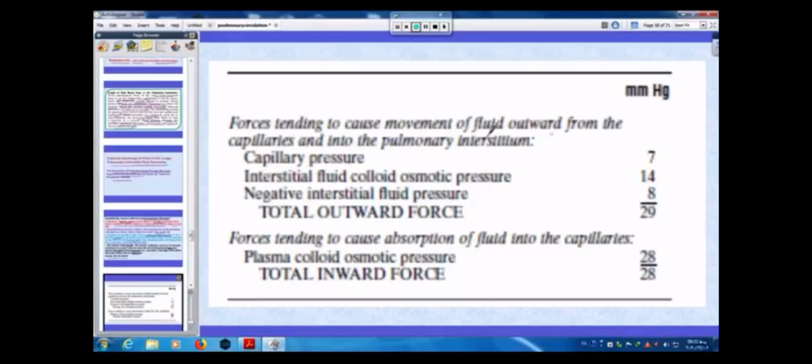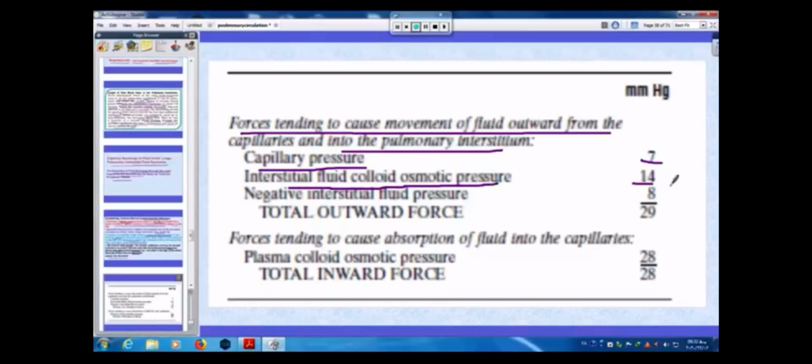Taken together, for the forces tending to cause movement of fluid outward from the capillaries and into the pulmonary interstitium, capillary pressure is 7, the interstitial fluid colloid osmotic pressure is 14, and the negative interstitial fluid pressure is 8, and the total outward force is 29.